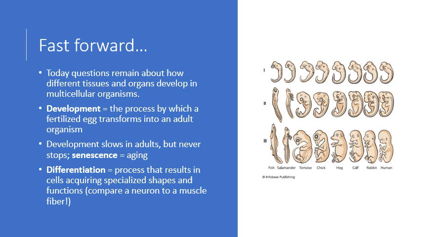Another really important term is differentiation. And this is the process that results in cells acquiring specialized shapes and functions. So again, if we're comparing something like a neuron, which we've learned about, has a long, kind of weird, skinny shape and a very specific function, and we compare that cell to a muscle fiber, which is actually also long and skinny, but has a very different function, how do those different cell types actually come about? And that is referring to differentiation.